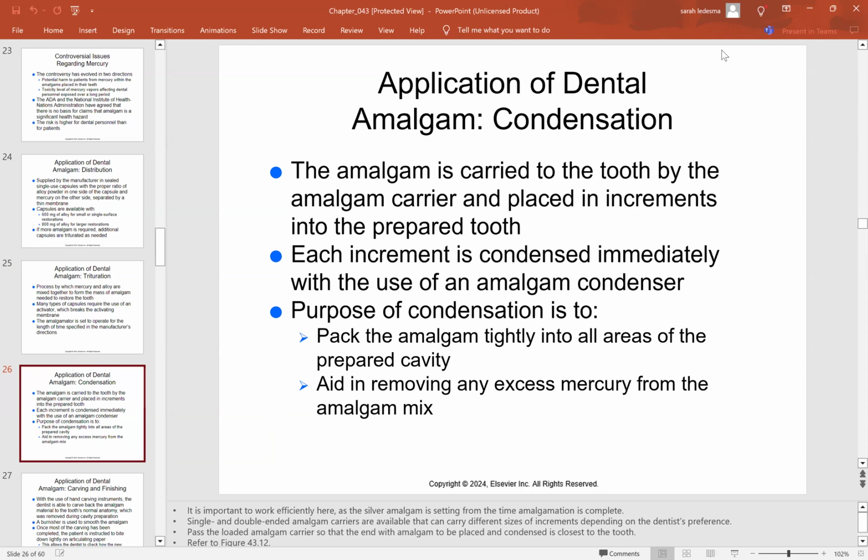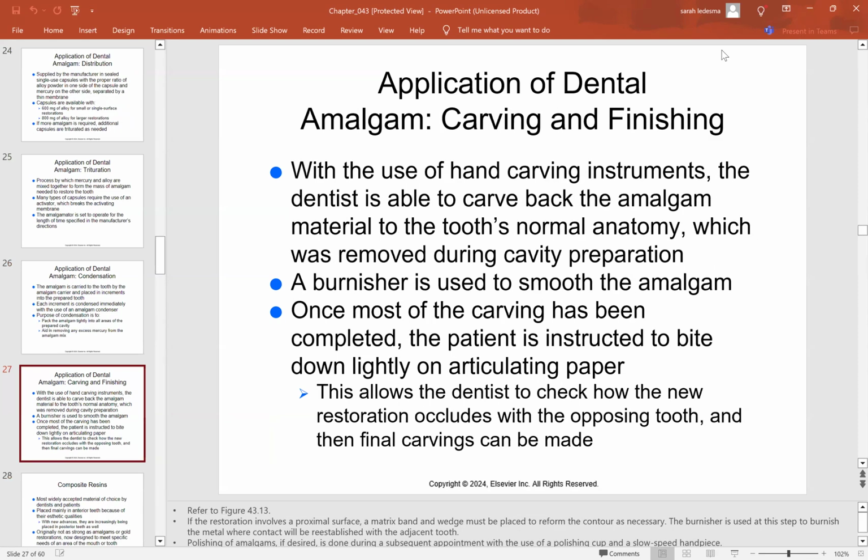The purpose of condensation is to pack the amalgam tightly into all areas of the prep cavity and aid in removing any of the excess mercury from the amalgam mix. So as we're condensing, that excess mercury is going to come to the top and then be wiped away. With the use of hand carving instruments, the dentist is able to carve back the amalgam material to the tooth's normal anatomy, which was removed during cavity preparation. We use a burnisher to smooth the amalgam.